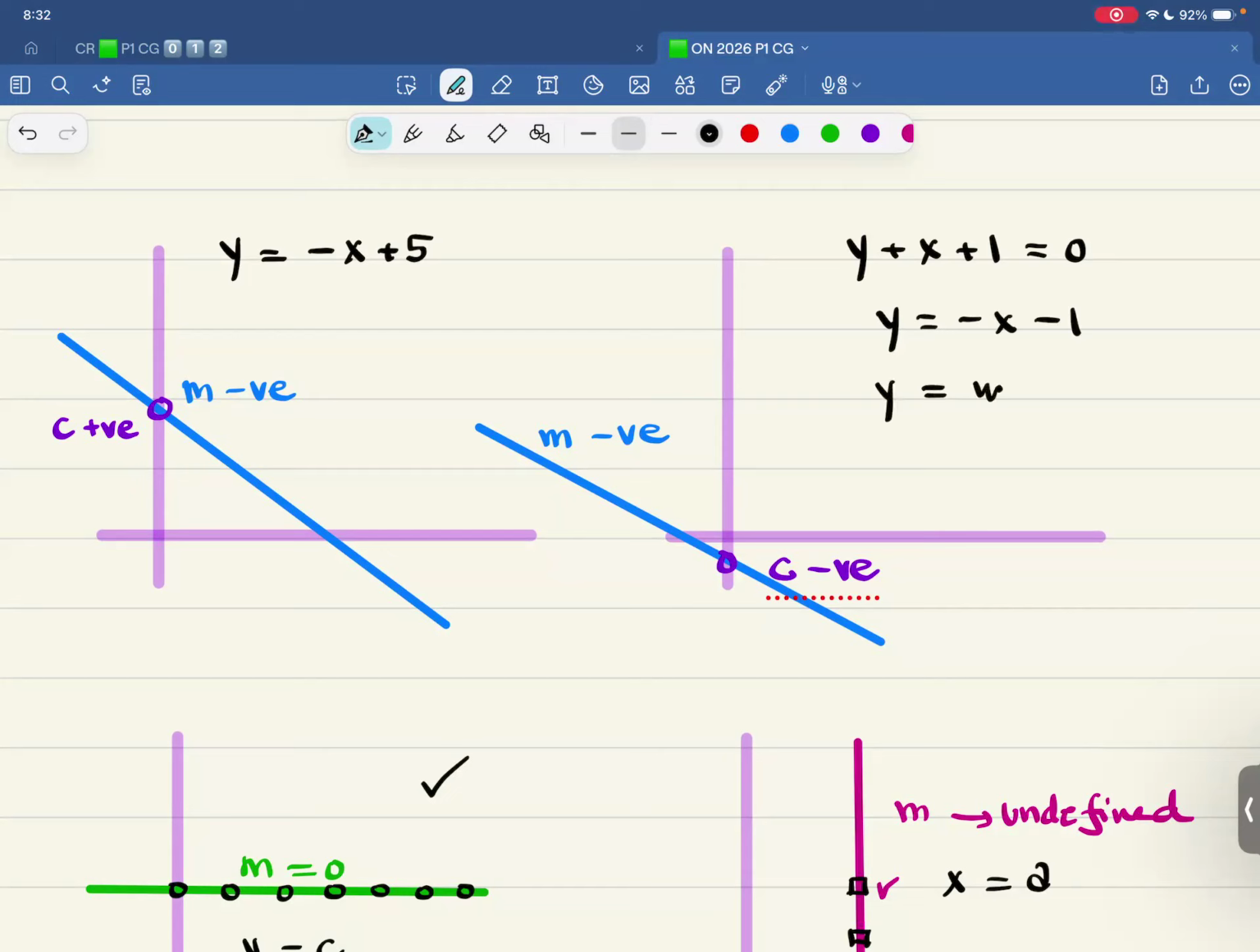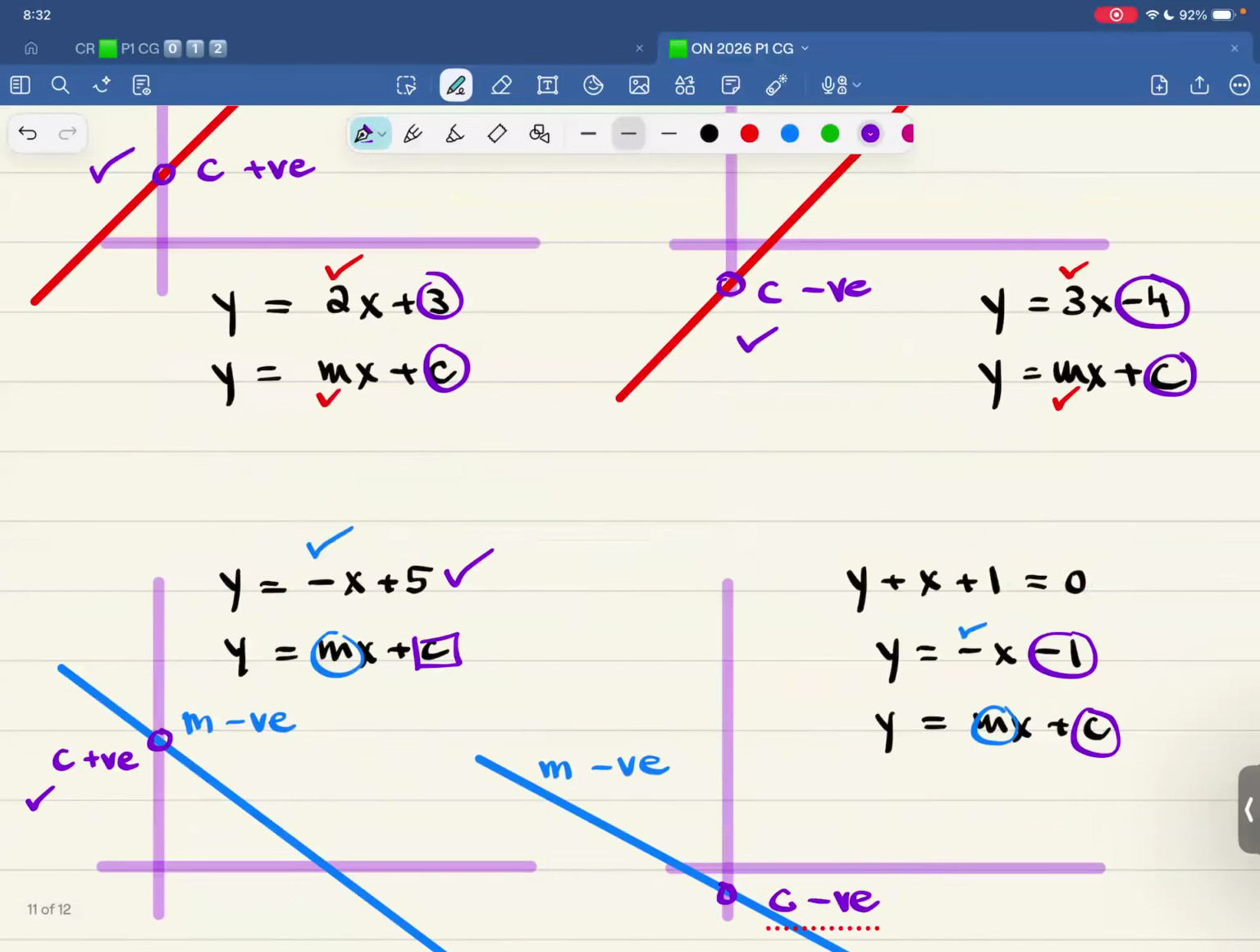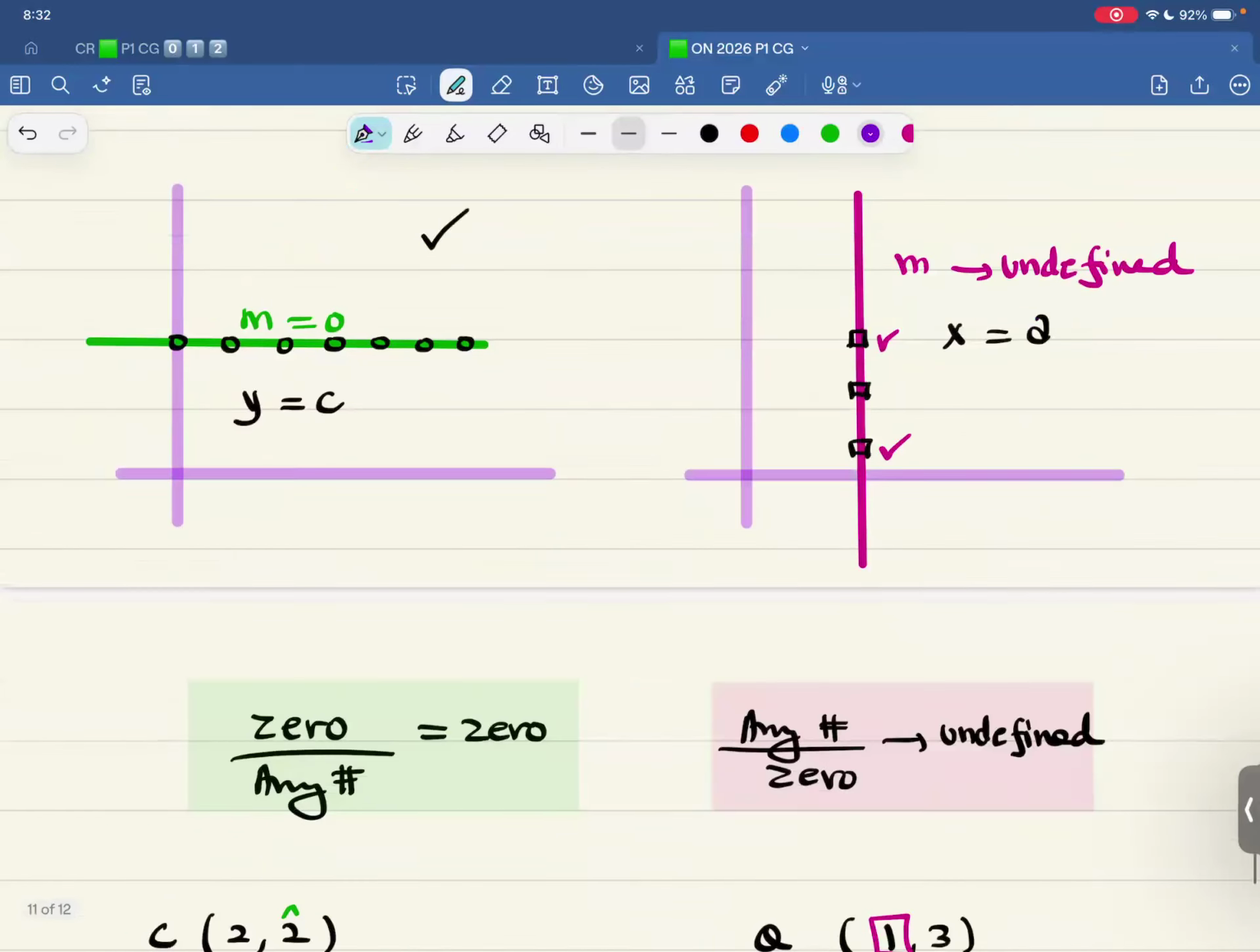Let me write y equals mx plus c. Focus on m. m is negative. Focus on c. c is positive. Focus on c. c in this case is negative. So that's how, if they ask you to sketch, you will sketch it.